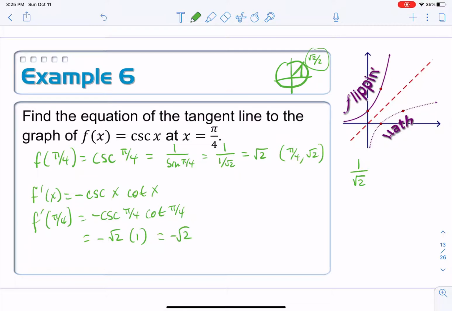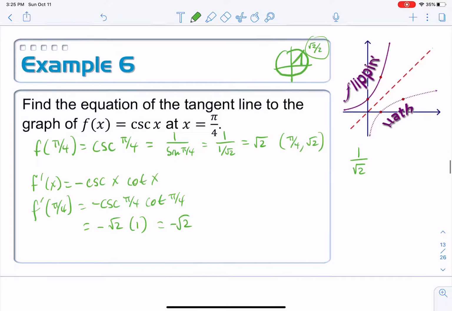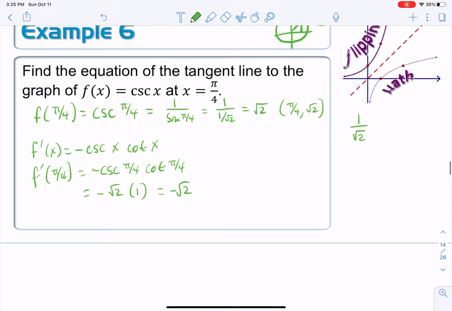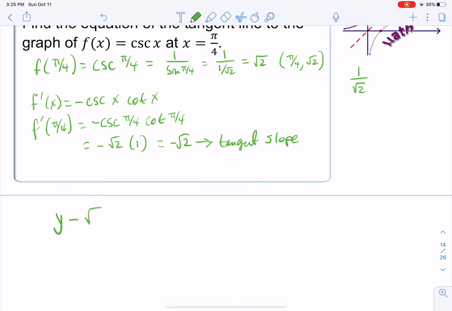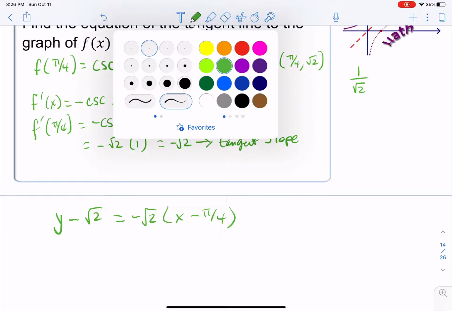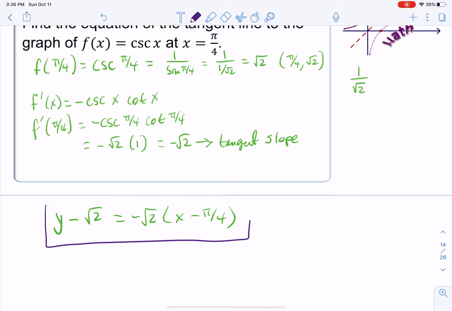All right, and then we want to put both of these pieces of information together in order to write the equation of our tangent line, knowing that that is the tangent slope. And putting it together in point slope form, y minus my y coordinate, square root of 2, is equal to my slope, negative square root of 2 times x minus pi over 4.